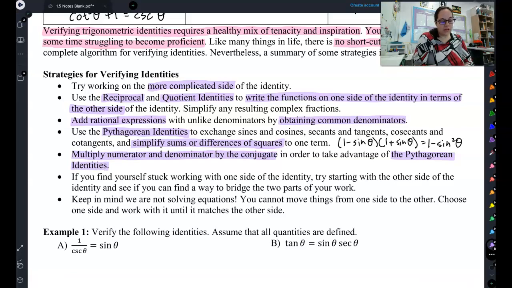Next, if you find yourself stuck, change to the other side. But please keep in mind, you cannot move things from one side to the other. This is not an equation. I can't add one to one side and add one to the other side. I can't move the cosecant over to the other side. I can't move things from one side to the other. You can only work on one side at a time. Usually pick the more complicated side and simplify it, but if you get stuck there, move to the other side and try to work from there. But you cannot move things from one side to the other.